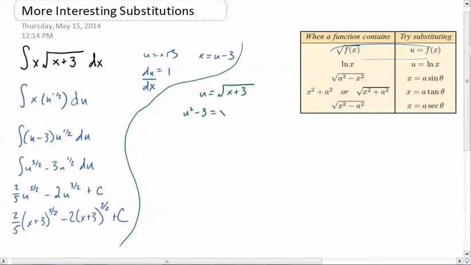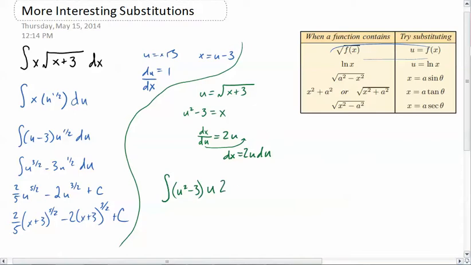Alright, and then the other thing that we need is dx/du, so we'll take the derivative of x with respect to u. So dx/du equals 2u. Alright, so this can be rewritten. We put the du over there, so dx equals 2u du. And so now we can put everything back into our original integral. So we just go integral of x, but instead of x, I'm going to put u squared minus 3. And then the square root of x plus 3, which was u. And then for the dx, I'm going to put in 2u du.